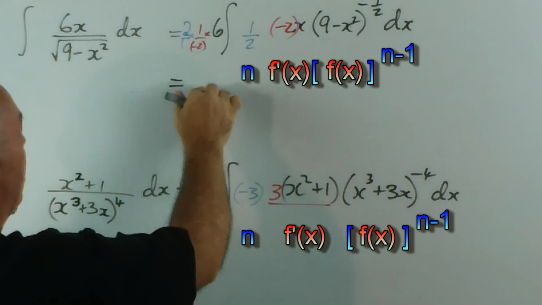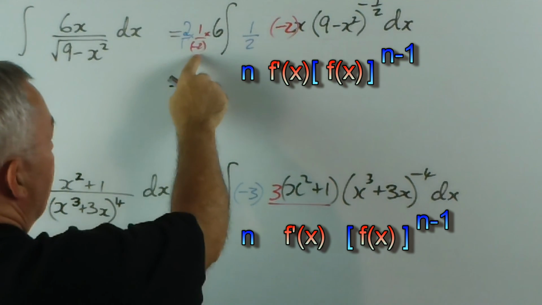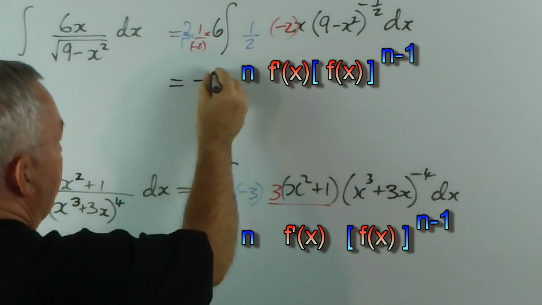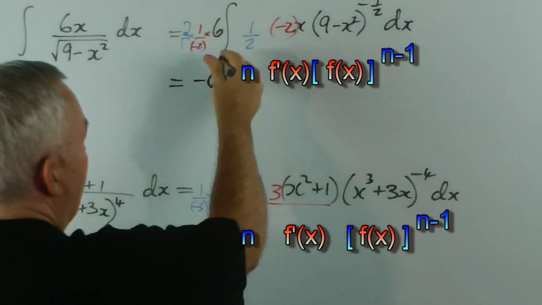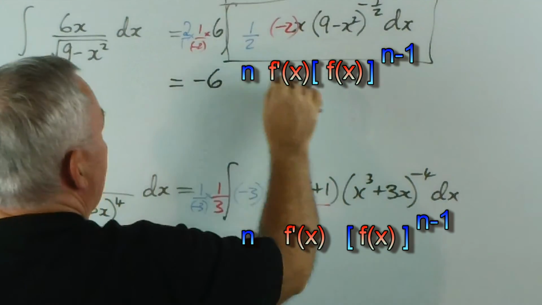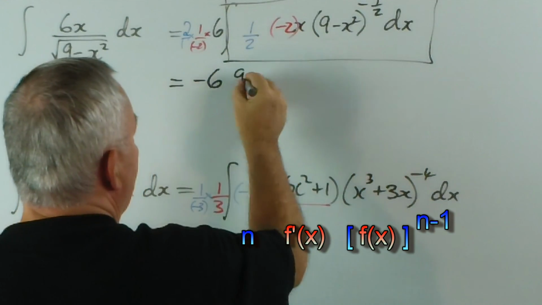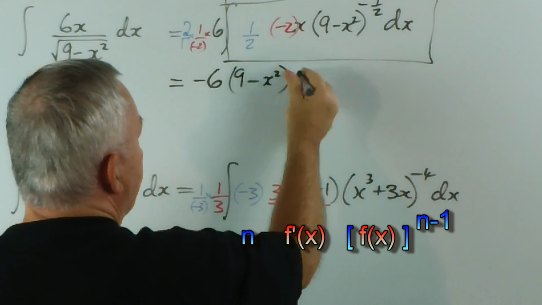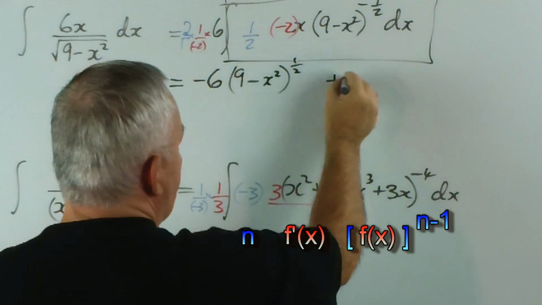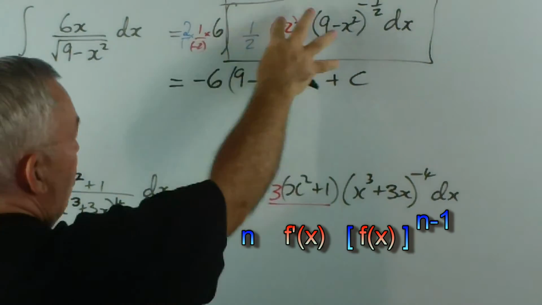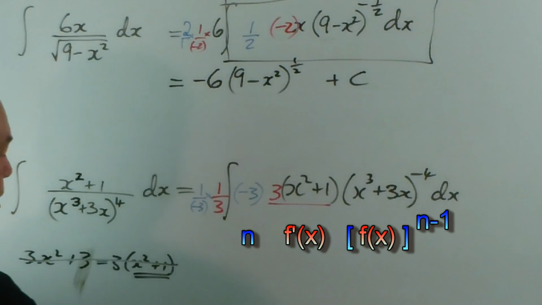Here we have 2 over 2, which will divide out, and we have a negative sign with a 6. And all of this integral here, all of that, becomes this function to that power, plus c, of course.